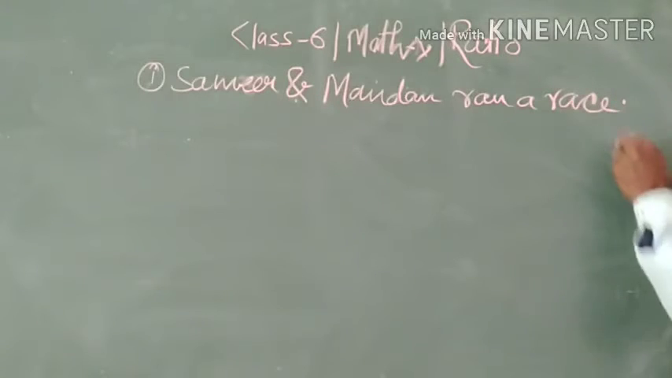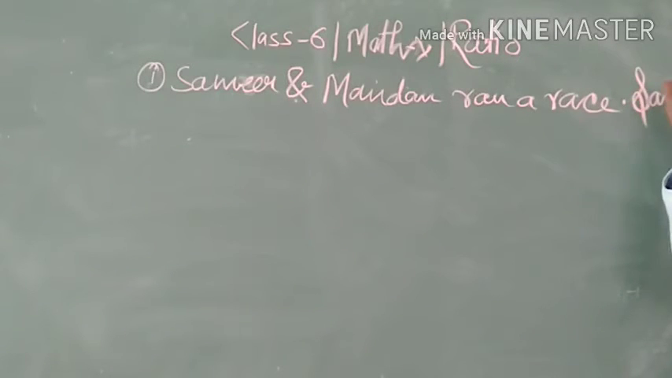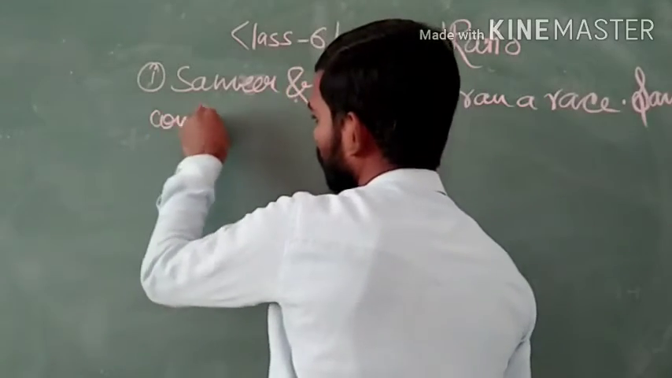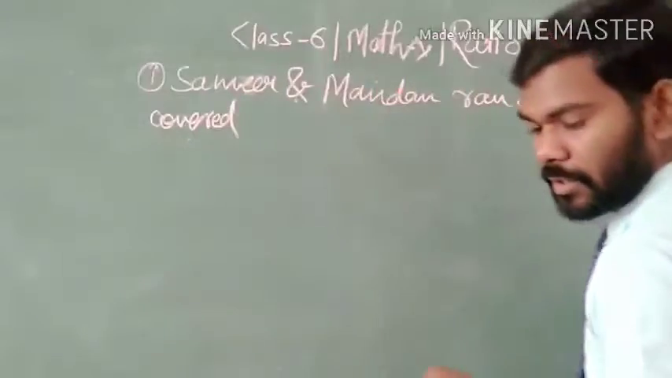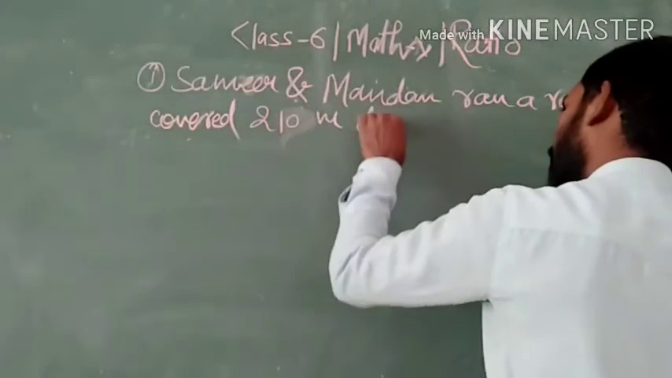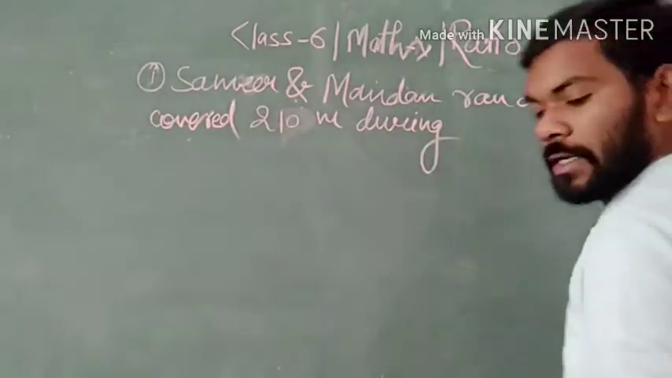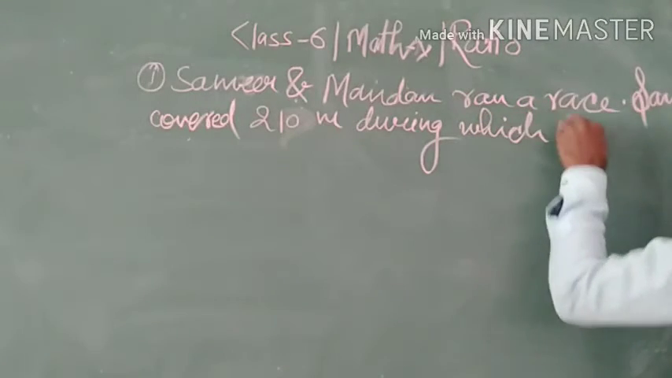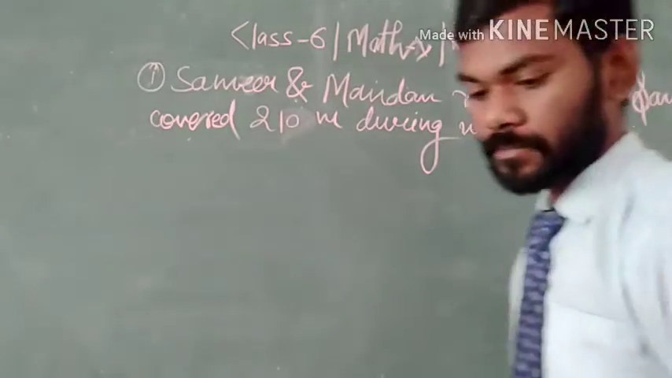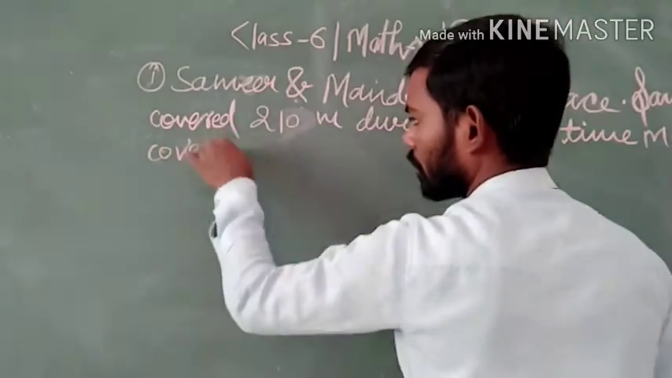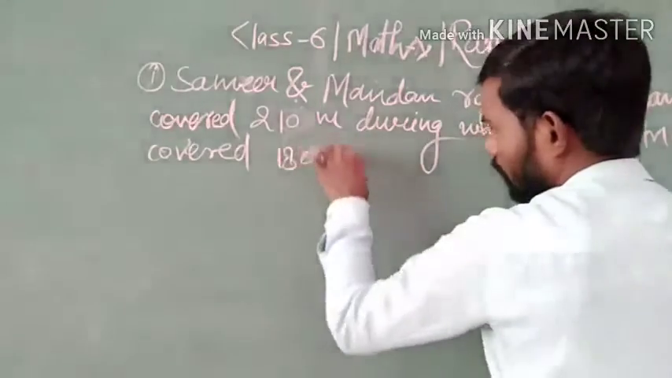Samir covered 210 meters, during which time Madan covered 180 meters.